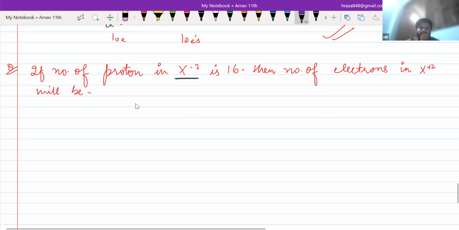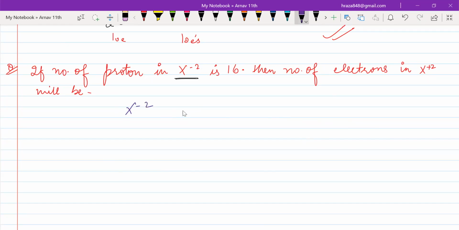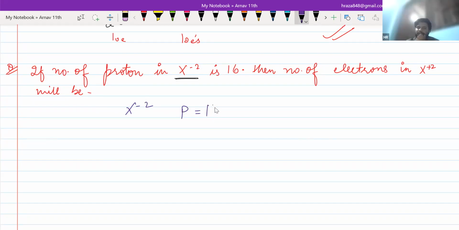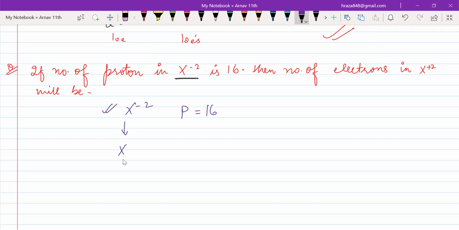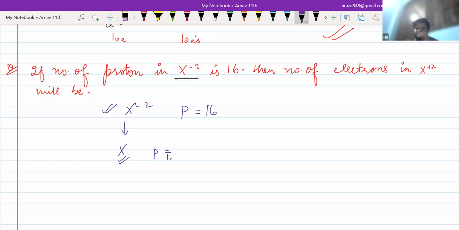Problem. See, X minus 2, which has proton equals to 16. Yes or no? Yes, sir. This is an anion. Now, the neutral atom of this, can I write it like this, X? Yes or no? Yes, sir. What is the atomic number of this? Sorry, the number of protons of this? 16.